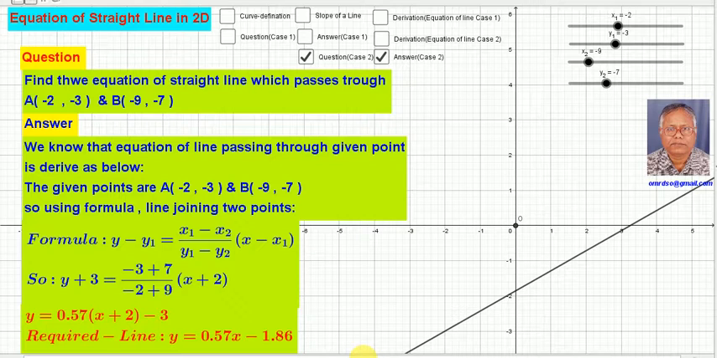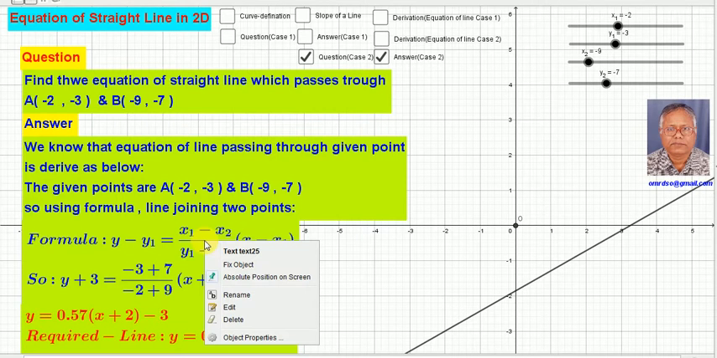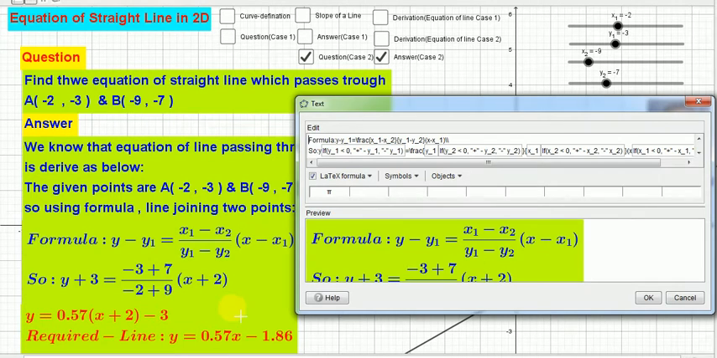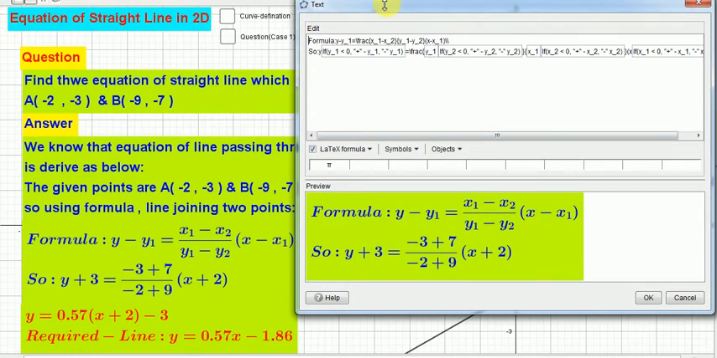The equation can be obtained as, we know that the equation of a line passing through given points is given below. Now A is this and B is this, and the equation of the line joining 2 points is already known. Y minus y1 is equal to x1 minus x. Oh, here it is a mistake. It must be y1 minus y2. I will just modify it. I will correct the formula I have taken.